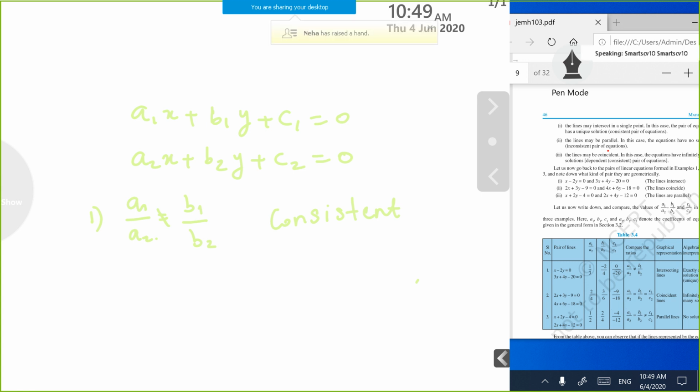Then second case: a1 by a2 is equal to b1 by b2 is equal to c1 by c2. The graphical representation is coincident lines. It has infinitely many solutions. It is also consistent. This is the pair of linear equations with infinitely many solutions.